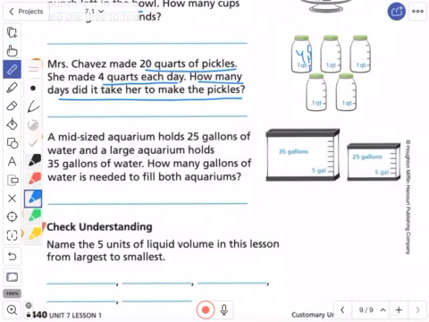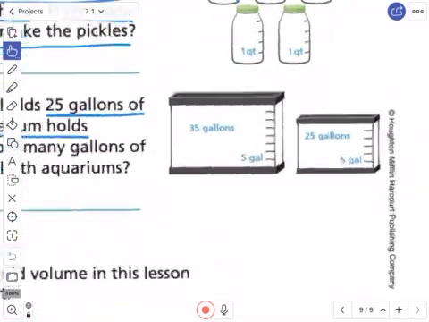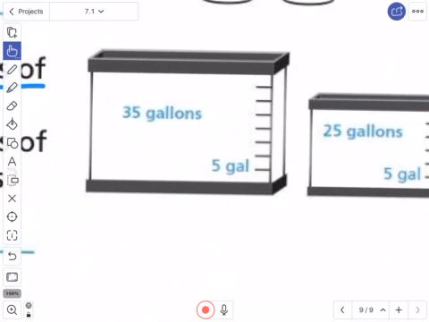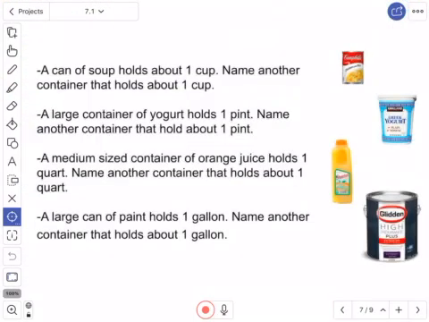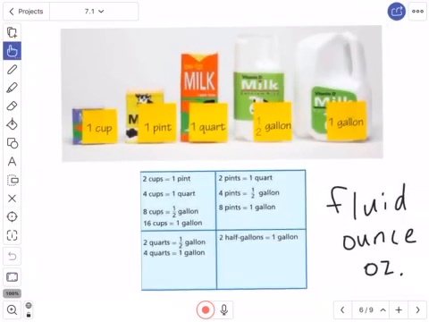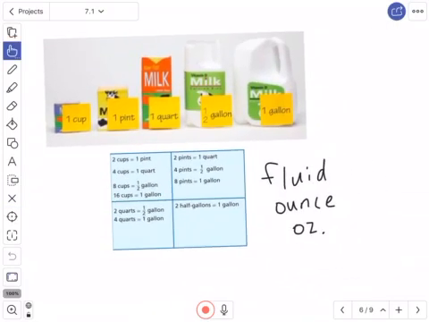Number 22, a mid-size aquarium holds 25 gallons of water, and a large aquarium holds 35 gallons. How many gallons of water is needed to fill both of them? So I could count, and in the picture, it's going by 5s there. So I could almost count by 5s maybe, but I need an equation for that. Then the last one, name the 5 units of liquid volume in this lesson from largest to smallest. Now for that last one, I'm going to go back here, and I can keep this there to help you, but you're going to have to do all 5. You can come back and check your thinking.